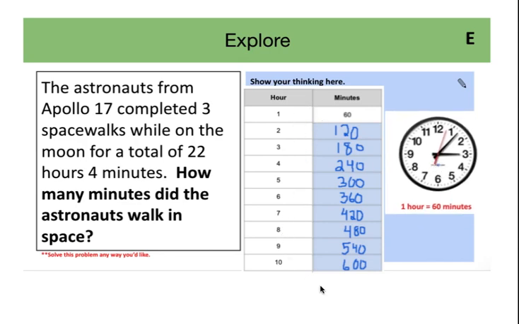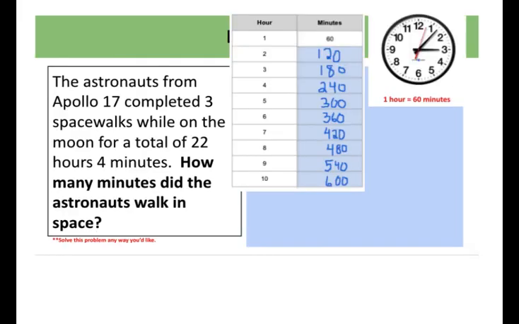So this is the table that we filled out a little while ago. So converting the hours into minutes. And here is our little analog clock, which tells us that 1 hour equals 60 minutes. Go ahead and solve this problem. When you're ready, you can go ahead and unpause. All right, so what did you come up with?